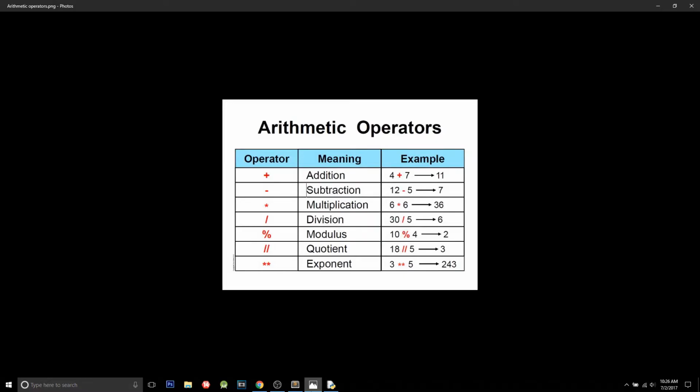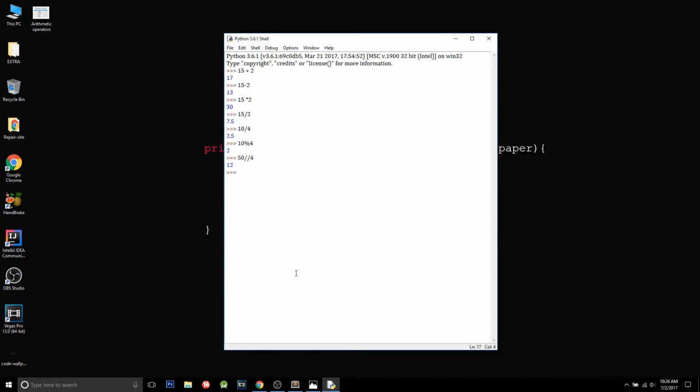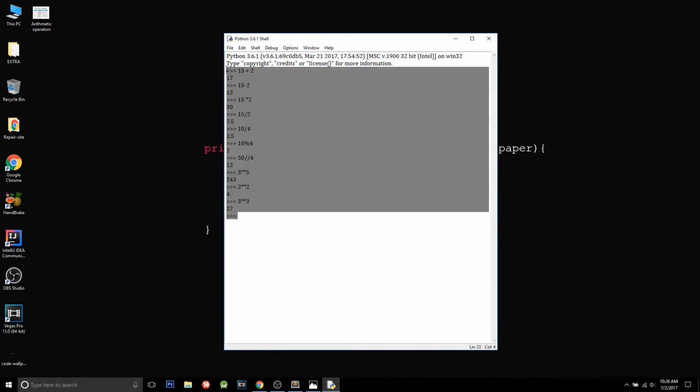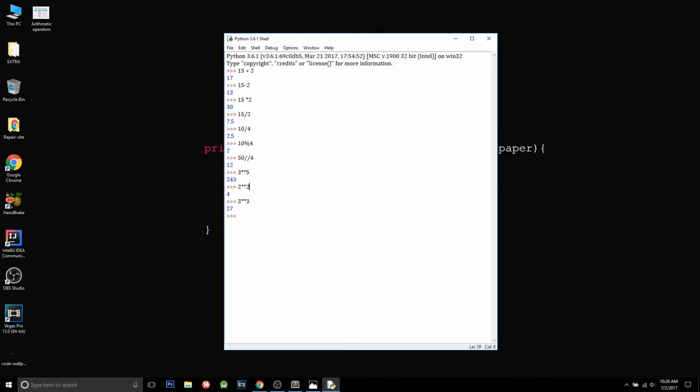And let's say the exponent. Of course, the exponent is like 3 times 5. 3 to the power 5 is 243. 2 to the power 2 is 4. 3 to the power 3, sorry, that's 3 times 3 times 3, is 27. So similarly, these are the basic arithmetic operators that are used in Python.